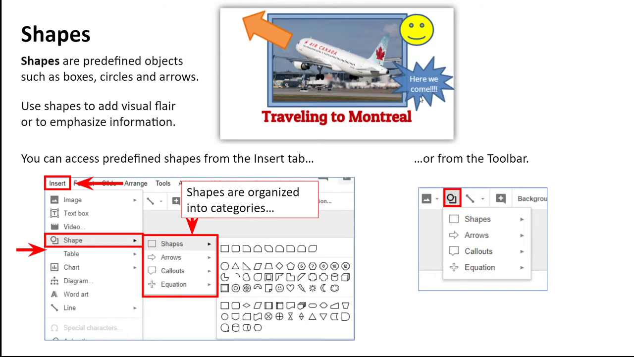And then notice this shape here. There's a text box on top of it. Here we come. It's got the little explosion shape behind there, and then I have no idea what the smiley face is doing, but it should make you smile or at least feel happy about this Canadian airplane taking off going to Montreal.